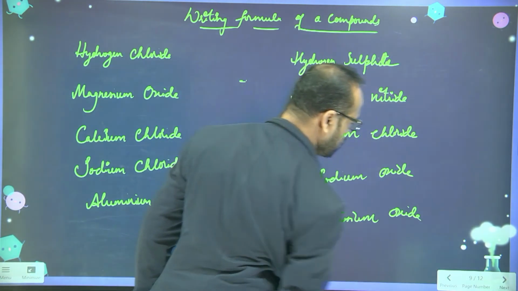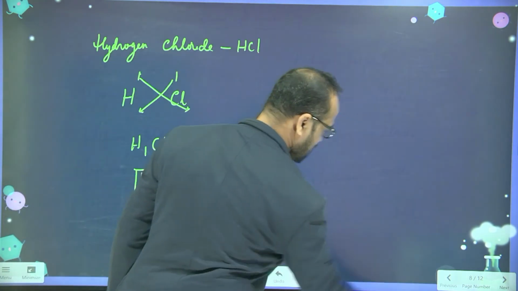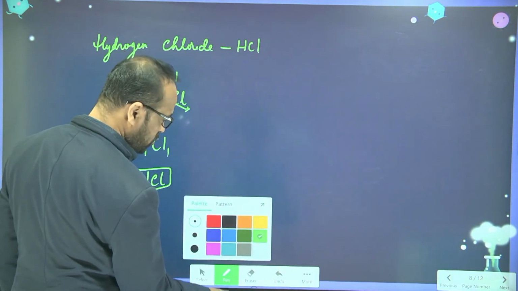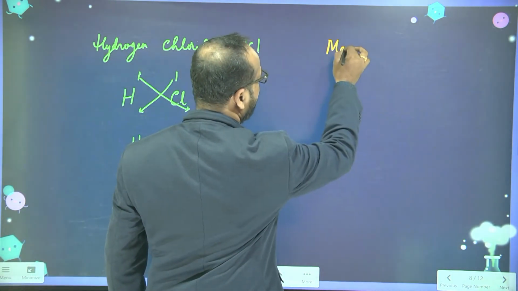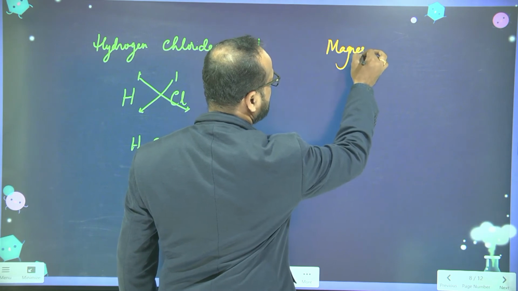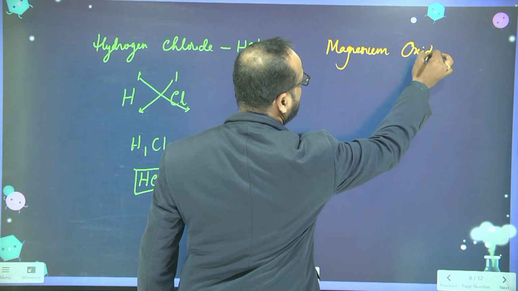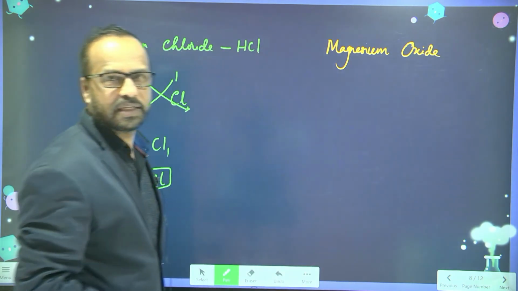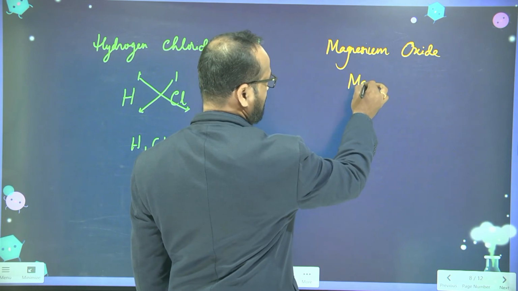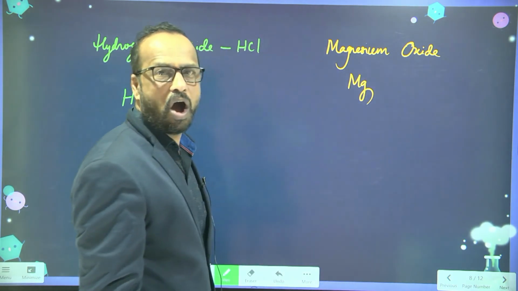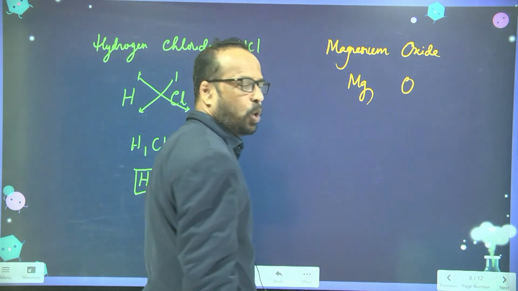Now for example, I am going to explain you the second one. What is the second one? Magnesium oxide. Okay, so see students, how to write the formula for magnesium oxide. First you should know what is the symbol of the magnesium. Magnesium symbol is Mg, right? Oxide means oxygen, and oxygen symbol is O.